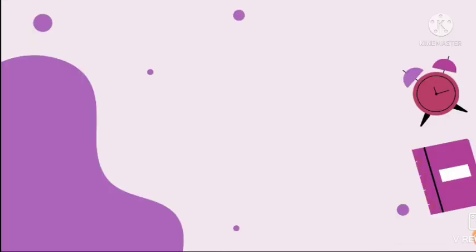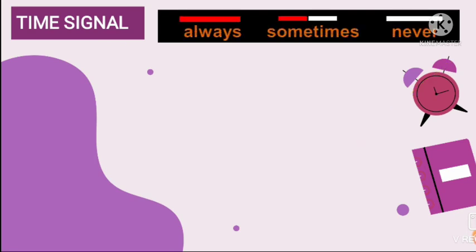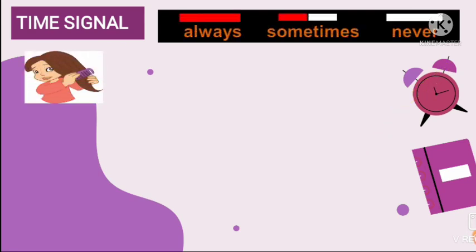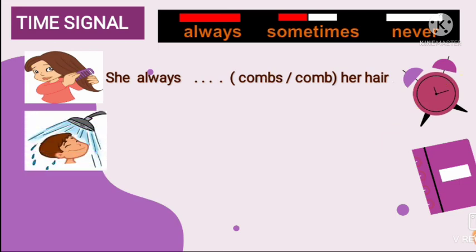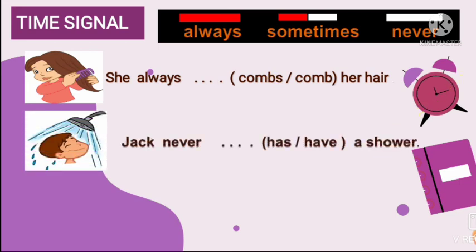And here is the story. We already read it together while we were doing live. Now the time signals: always, sometimes, never. Look at the picture. She always blah blah blah her hair. She, he, it, using the verb with s or es. So she always combs her hair. Very well. Next, Jack never blah blah blah a shower. Jack, he or she? He. So she, he, it. Has or have? Yes, it is has. So Jack never has a shower.